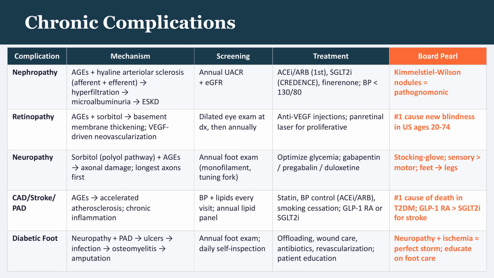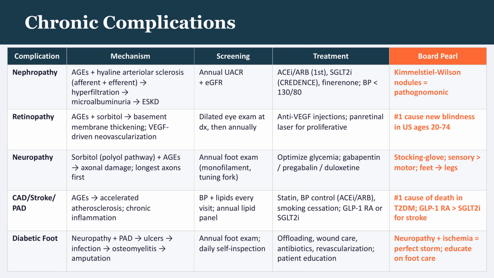Complications are where diabetes does its real damage. They're driven by two underlying mechanisms you need to know cold. Non-enzymatic glycation produces advanced glycation end products, or AGEs, which damage blood vessels at every level. That's behind the macrovascular disease and the microvascular disease. The second mechanism is the polyol pathway, where excess glucose gets converted to sorbitol via aldose reductase. Sorbitol accumulates in tissues that don't need insulin for glucose uptake, like nerves, the lens, and retinal cells, causing osmotic damage.